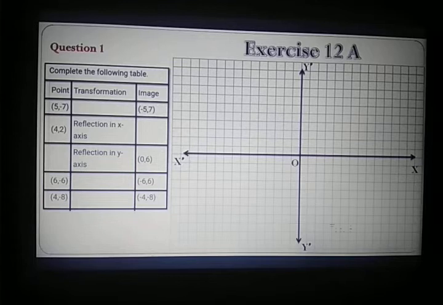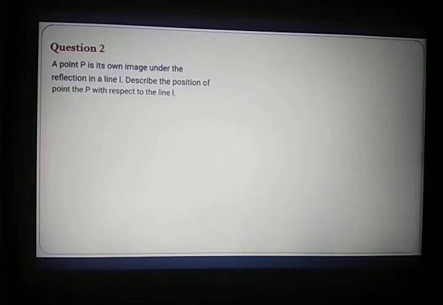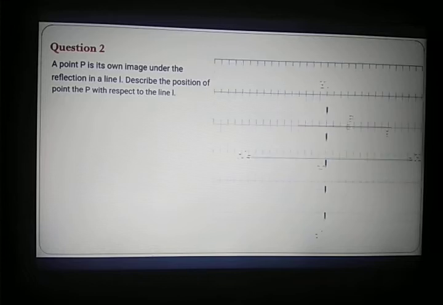Okay, next, obviously you have to check by yourself. Your answer will be reflection in y-axis. So pause the video to note down. Okay, so this you will try by yourself.